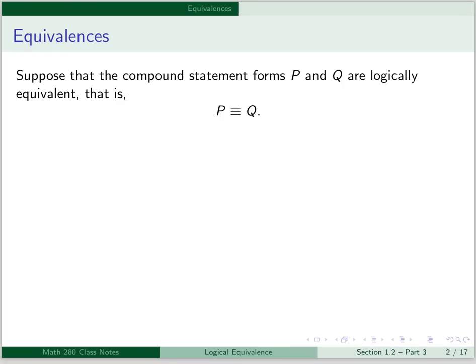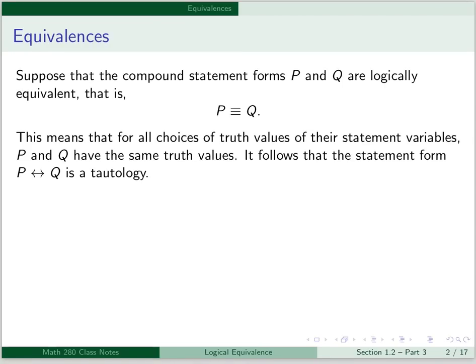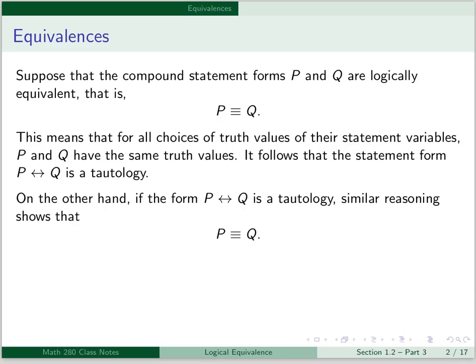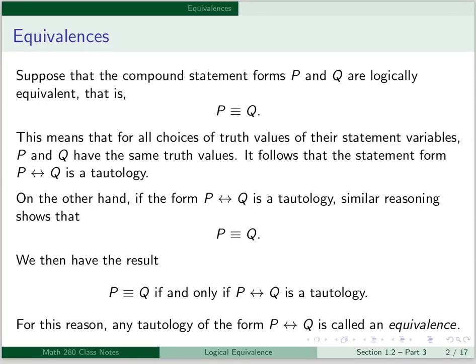Suppose that the compound statement forms P and Q are logically equivalent. This means that for all choices of truth values of their statement variables, P and Q have the same truth values. It follows that the statement form P if and only if Q is a tautology. On the other hand, if the form P if and only if Q is a tautology, similar reasoning shows that P is logically equivalent to Q. We then have the result that P is logically equivalent to Q if and only if P if and only if Q is a tautology. For this reason, any tautology of the form P if and only if Q is called an equivalence.